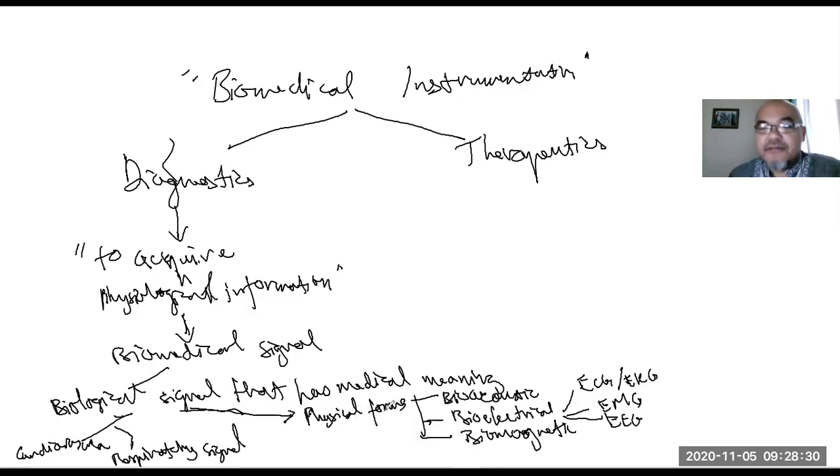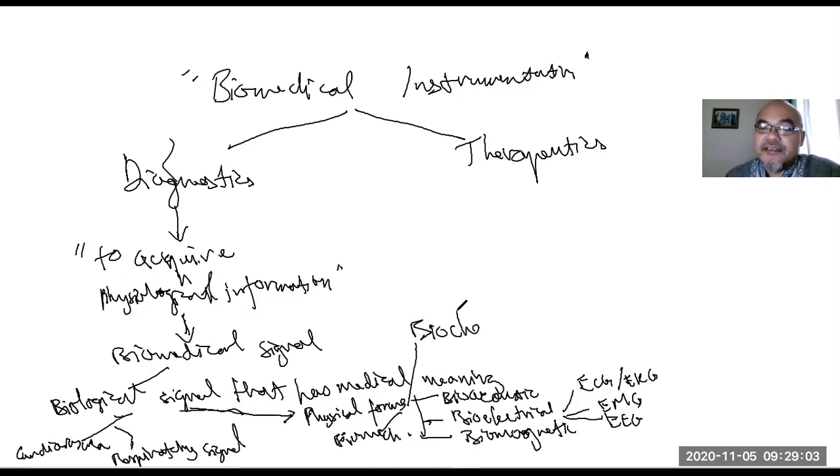So based on the physical form, what else? Bioacoustic, bioelectrical, biomagnetic, biomechanical signal. Biomechanical signal is, for example, the signal coming from our gait, from our postural change when we walk, when we stand, when we sit, etc. Then biochemical signal also.